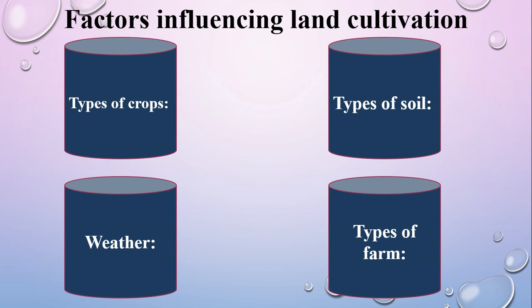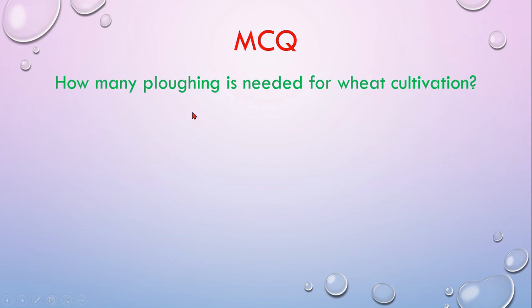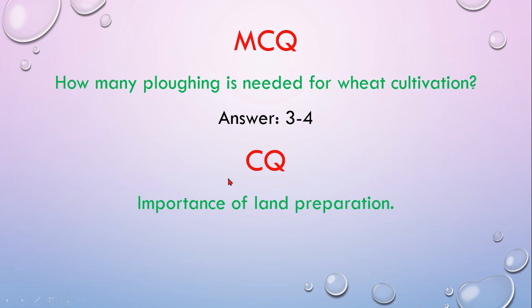In your textbook you will find this type of topics on page number 8 to page number 11, but sometimes it will depend on your new and old books. So this is all about today's lecture. From this section you can get this type of MCQ, like how many plowings are needed for wheat cultivation. The answer will be 3 to 4 plowings. And next, creative questions, like importance of land preparation for 2 marks or sometimes for 4 marks.